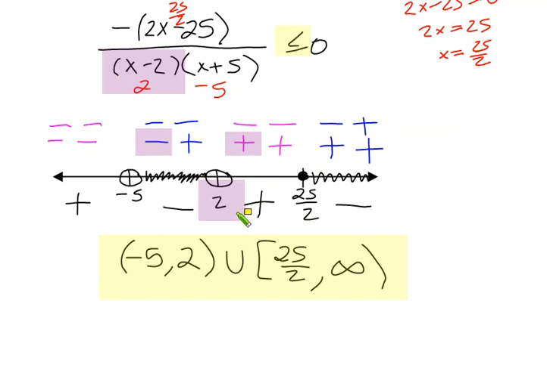We see something similar over here when we look at 25 halves. 25 halves corresponded to our factor 2x minus 25, and notice that the only sign that changed to go from the region here to the region to the right of 25 halves was the sign corresponding to 2x minus 25. That's a nice way to double check your signs as you move through the problem and to overall check your answer on the number line and in interval notation.